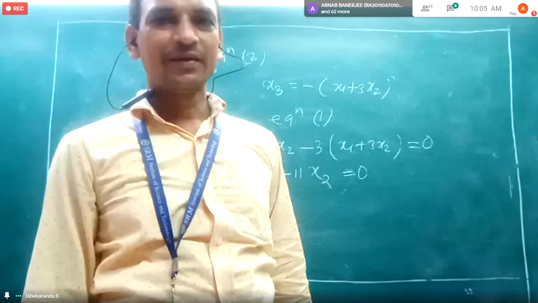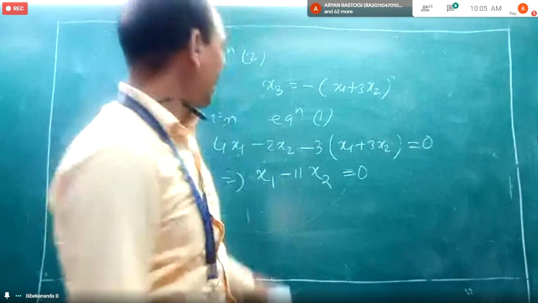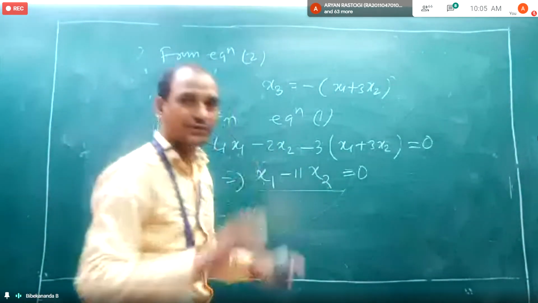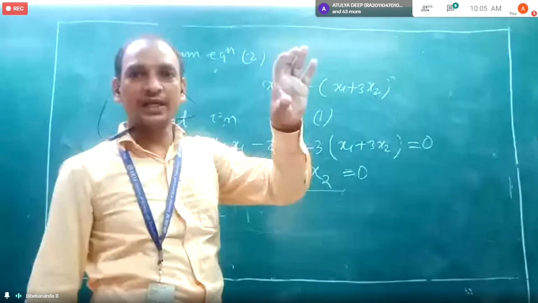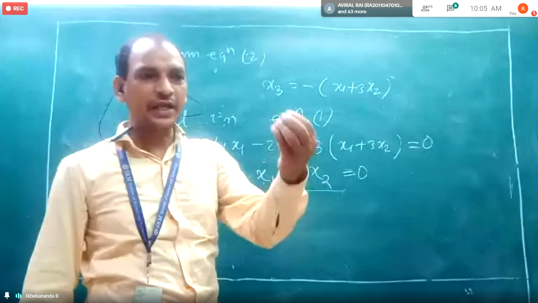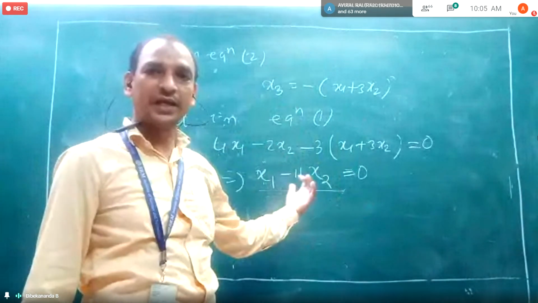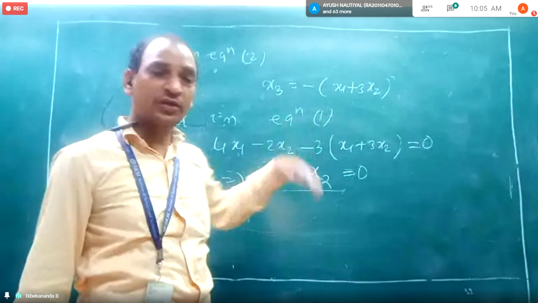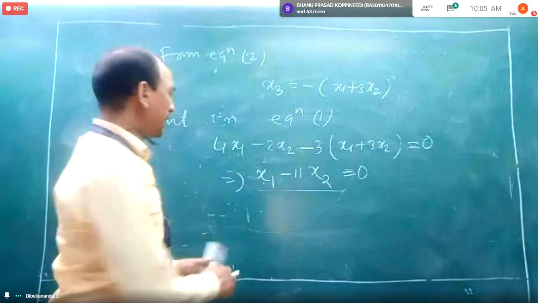Two equations, two unknowns. How many equations, how many unknowns are there? Two equations, but two unknowns. From the two original equations, we found one variable in terms of the other variables, and we substituted in the remaining equation. The remaining equation reduced to this one, x1 minus 11x2.